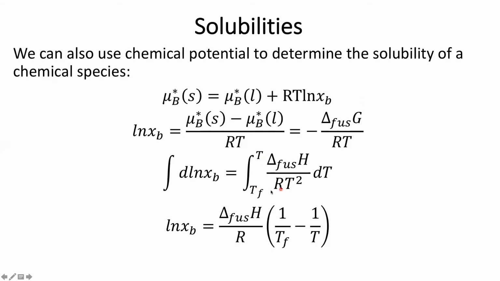So when I do this, what we're going to end up finding is that the natural log of the mole fraction of my saturated solute is going to be equal to the enthalpy of fusion over R times essentially the difference of 1 over my freezing point minus 1 over the temperature at which I'm going to be looking. Now, again, this is going to be a fairly useful way to estimate solubility. And then, again, not surprisingly, we see that the solubility is going to have a strong temperature dependence.